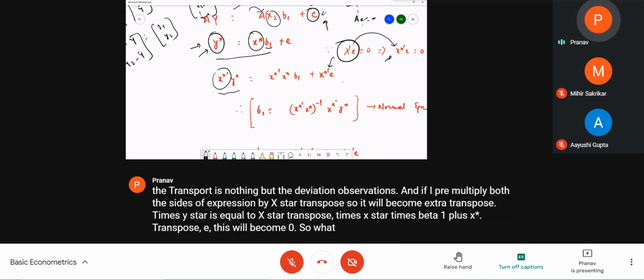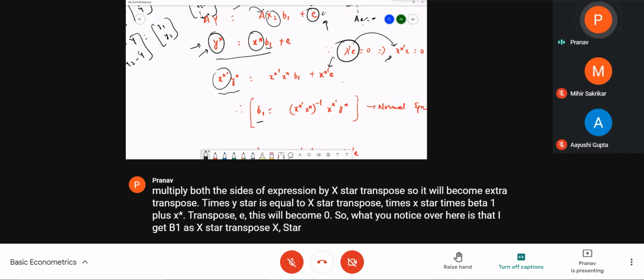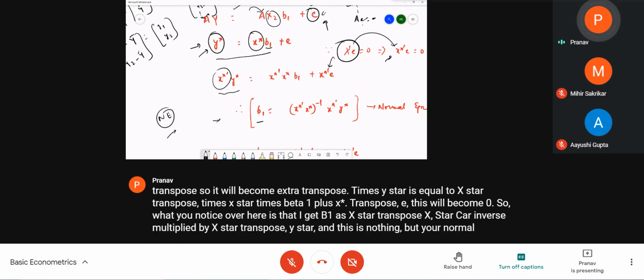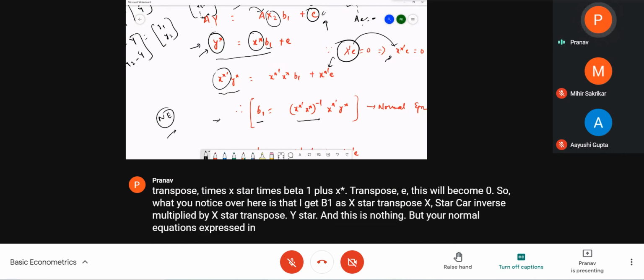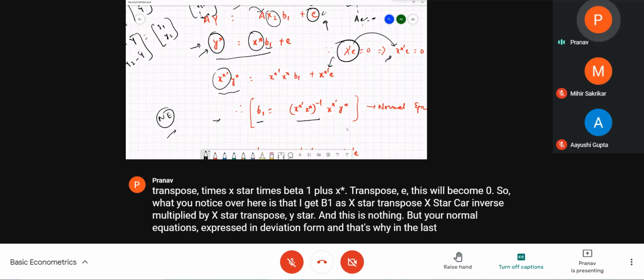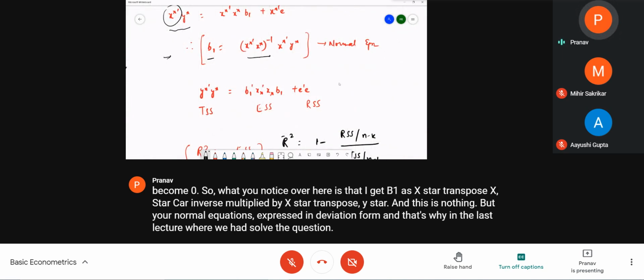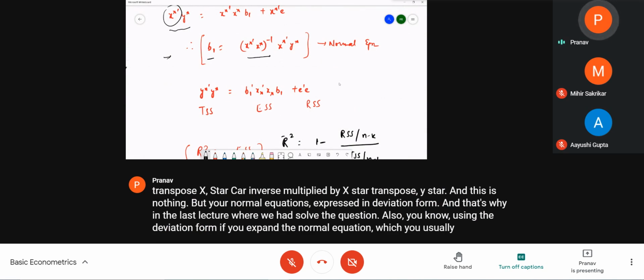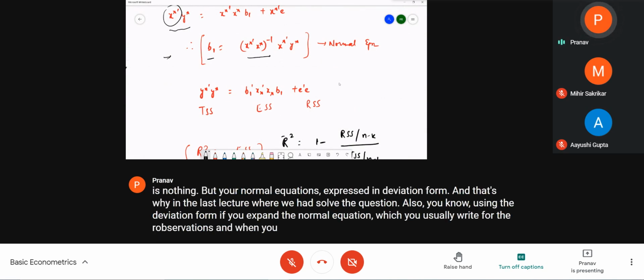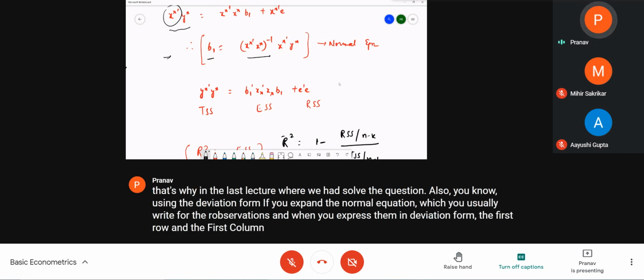So what you notice here is that I get B1 as the inverse of x star transpose x star, multiplied by x star transpose y star, and this is nothing but your normal equations expressed in deviation form. That's why, in the last lecture, when we solved the question using the deviation form, if you expand the normal equation which you usually write for the raw observations and express it in deviation form, the first row and the first column will go out to 0, and that's what this deviation form is all about.